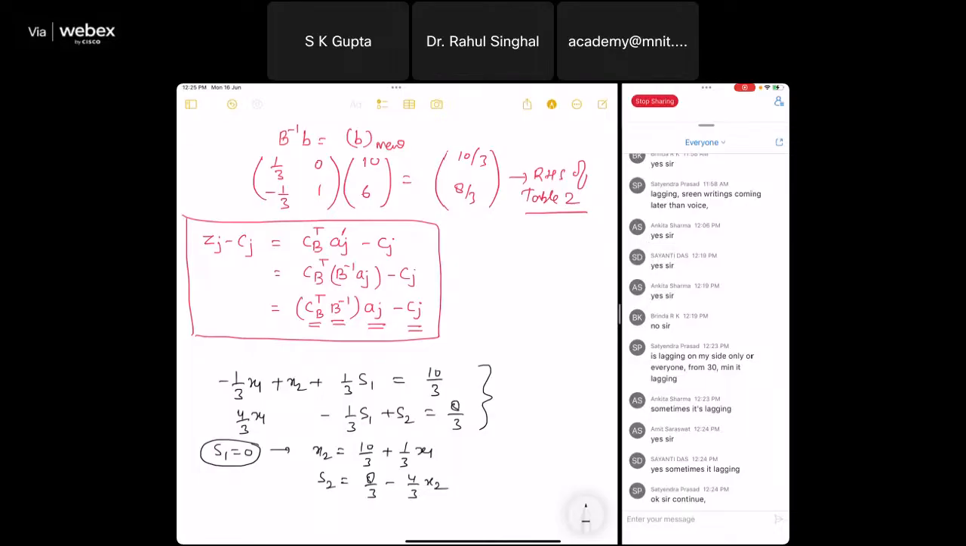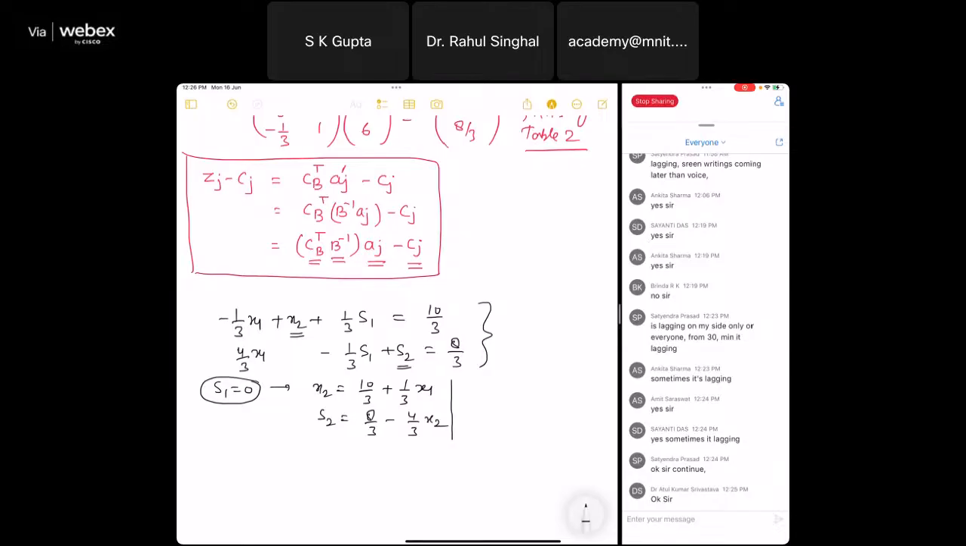Now, if you take different values of x1, say x1 equal to 0, x1 equal to 1, x1 equal to 2, or other values, this will never be 0 or negative, right? It keeps on increasing. So this variable will never leave the basis.